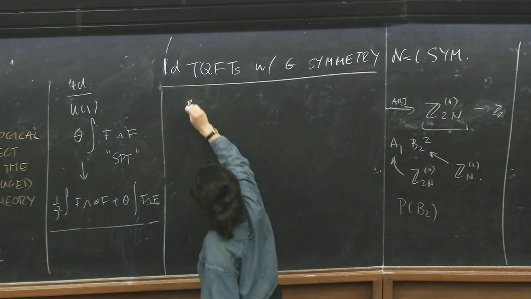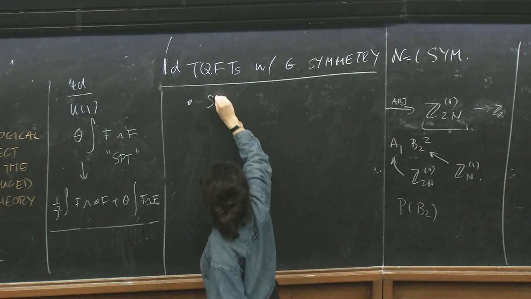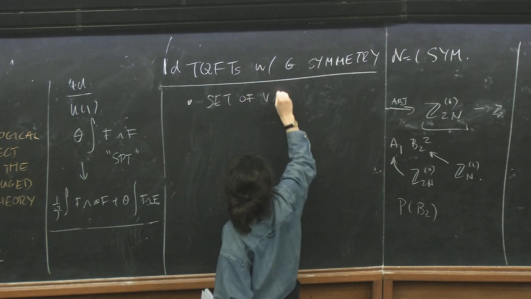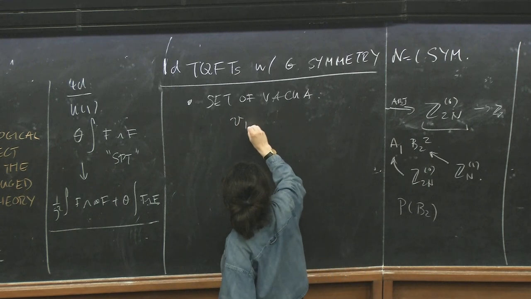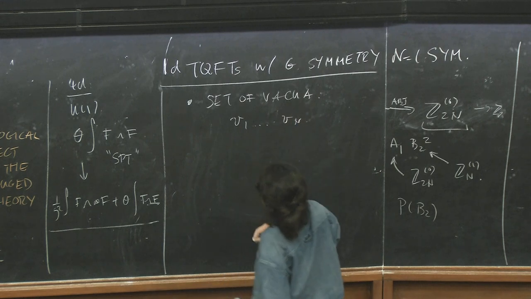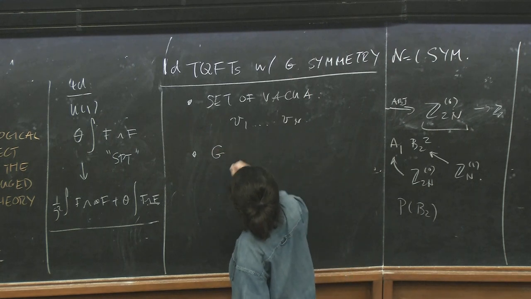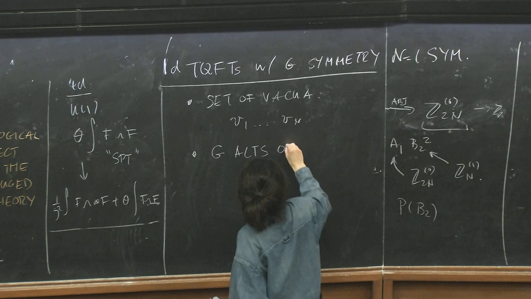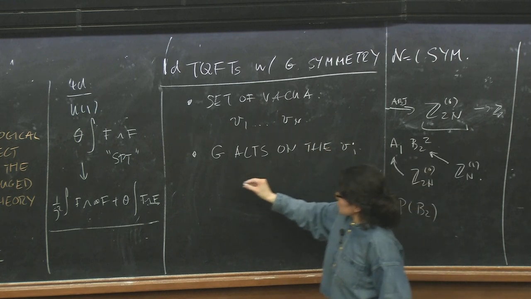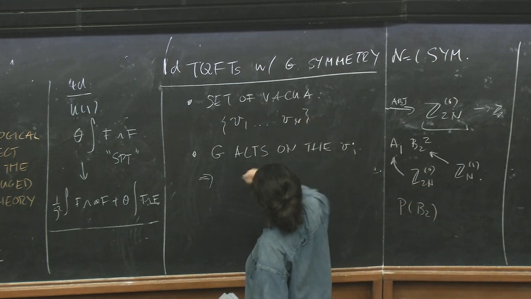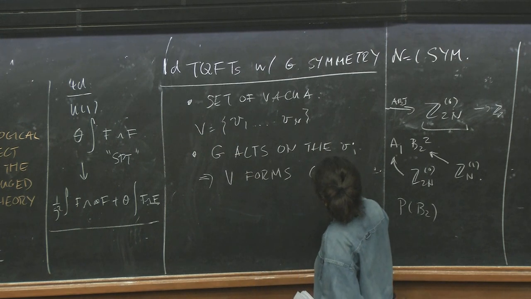Well, TQFTs in one dimension are really quite trivial. They'll be characterized by a set of vacua. There's no dynamics. It's literally just a set of vacua, V1 until Vn. And then the fact that they have a G symmetry means that G acts on the vacua in a consistent way, which means this collection of vacua V forms a G representation.